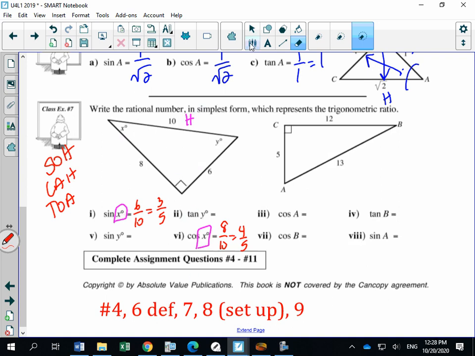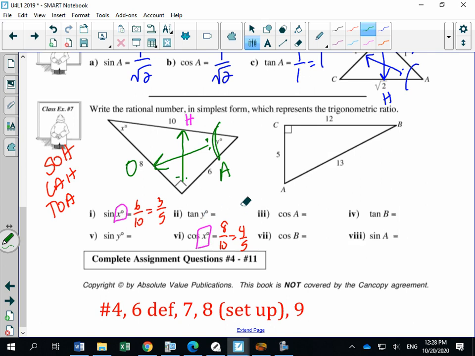So now when I go to angle Y, that guy gets the eyeballs. Now this becomes my opposite. As you can see, my hypotenuse stays the same, and this is my adjacent. So as soon as you change what angle they're talking about, your sides will flip. So now let's figure out the tan of angle Y. Holly, what's the tan of angle Y?